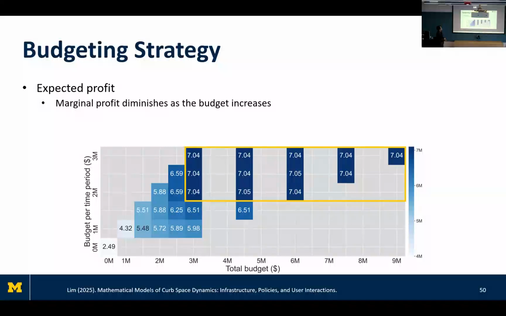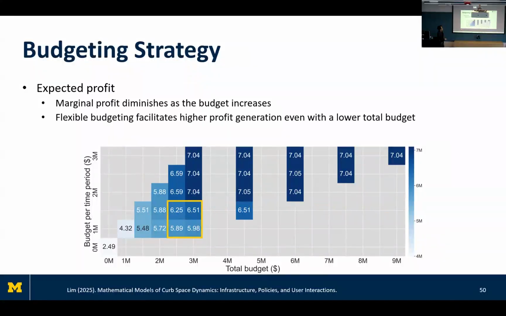So first, when we talk about the profit, we can see the marginal profit will diminish as the budget increases. This is an intuitive observation because we have a fixed number of spaces. At some point, when we have optimal planning for all the spaces, adding more budget will definitely not help us.